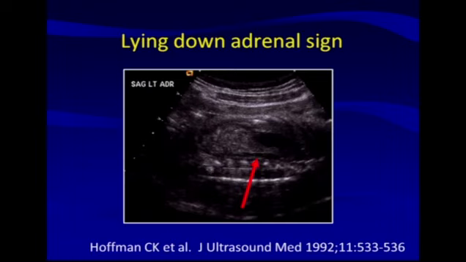Now, sometimes it's hard to tell whether the kidney is present or absent within the renal fossa, and there is a sign, the lying down adrenal sign, which was described way back in 1992, to confirm the absence of a kidney within the renal fossa. The normal adrenal has an inverted Y shape, and when there is no kidney in the renal fossa, this adrenal gland can stretch out into the renal fossa, which is unoccupied, and look like a long linear hypoechoic structure adjacent to the spine within the renal fossa. And this is the lying down adrenal sign, and it implies that there is no kidney within the renal fossa.